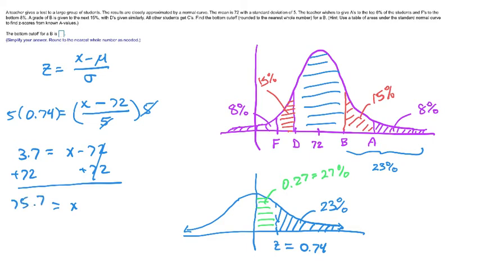75.7. And so what is the minimum cutoff for our B range? It will be 75.7.